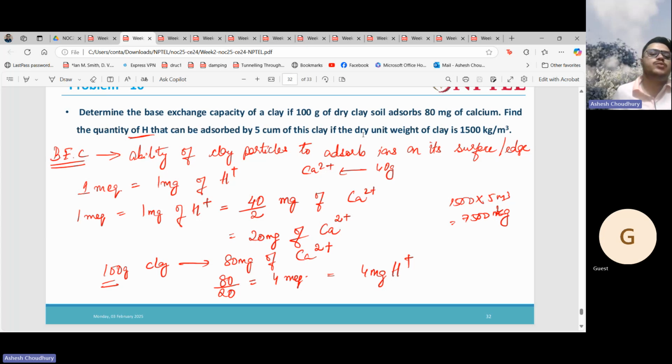Now, 1 milli equivalent is equal to 1 milligram of H plus. 1 milligram of H plus is nothing but 40 by 2 milligram of Ca2 plus, because Ca2 plus has 2 charges, so 20 milligram will be sufficient for 1 milli equivalent, right? A 100 gram clay has 80 milligram of Ca2 plus, which is nothing but 4 milli equivalent, that is nothing but 4 milligram of H plus, you can write like that, right?